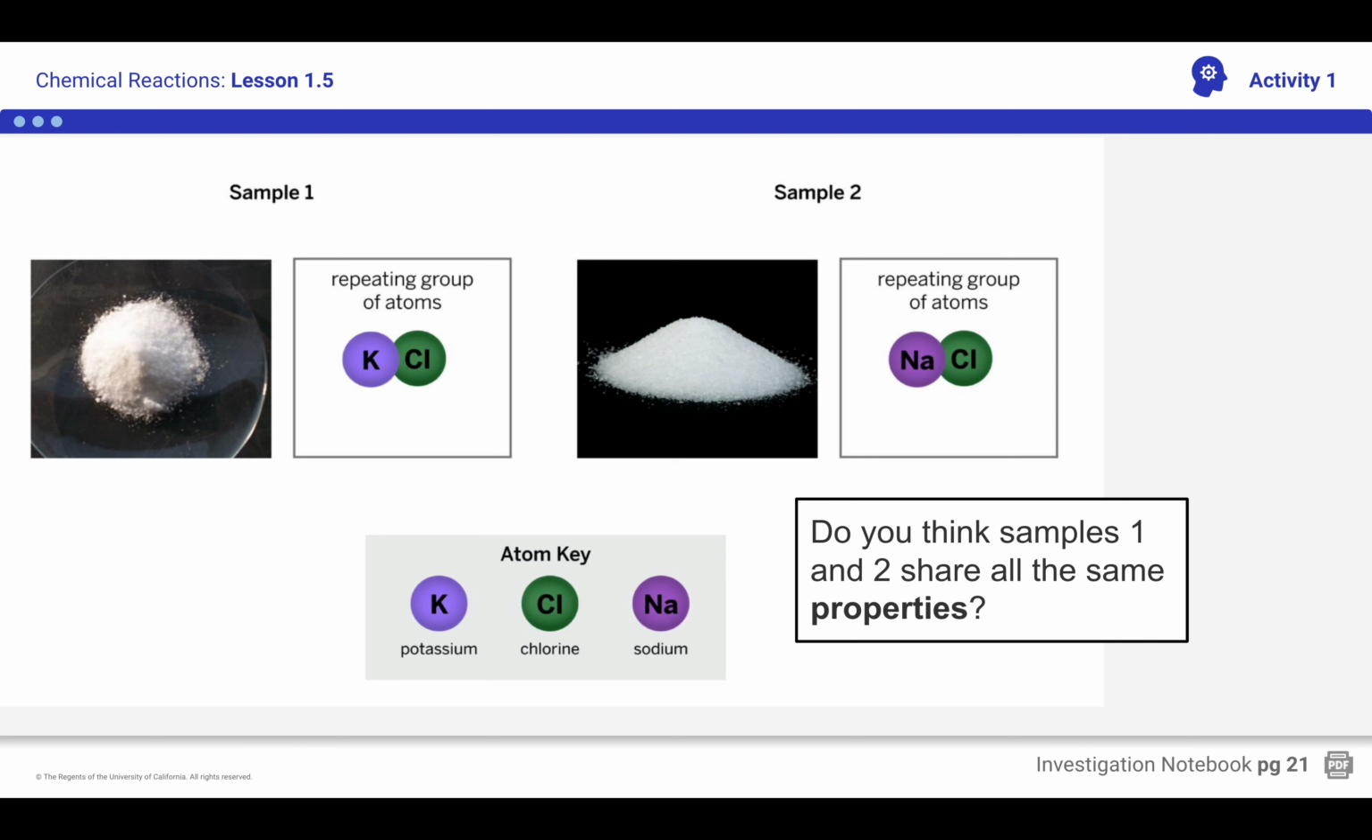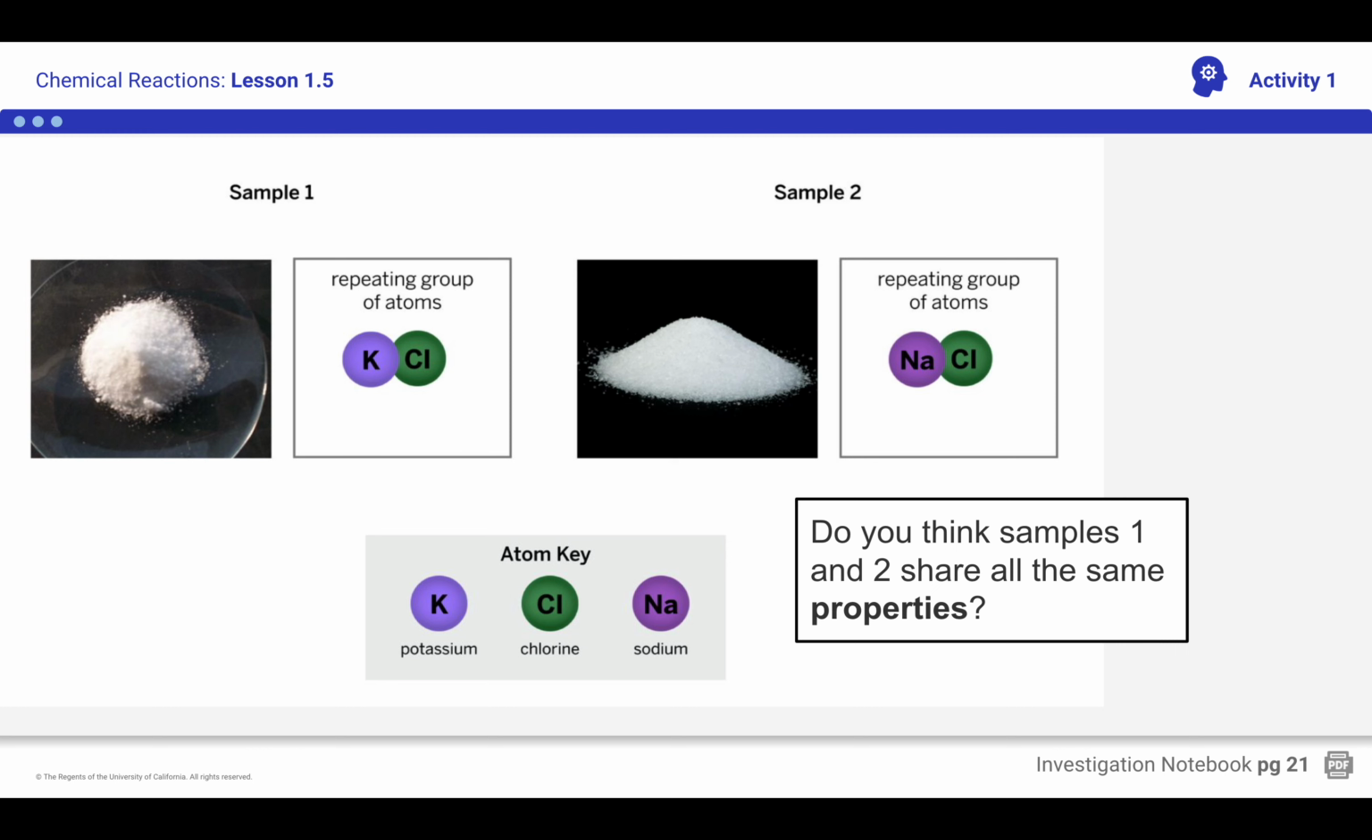Number 1, the repeating groups of atoms are always connected. So notice in sample 1 and in sample 2, those atoms aren't separated by any space. They're totally connected. They also have different colors. We're using John Dalton's billiard ball model, and so they are colored, but if you have trouble distinguishing between the colors, notice that they also have the atomic symbol in them. So there's the K for potassium, capital C lowercase l for chlorine, and then capital N lowercase a for sodium, so you can tell which atom is which.